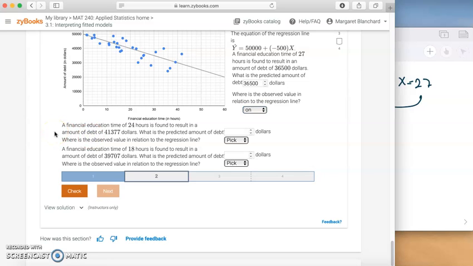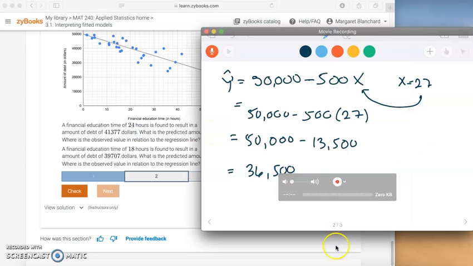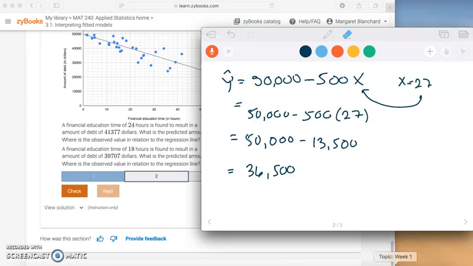So a financial education time of 24 hours is found to result in an amount of debt of $41,377. What is the predicted amount of debt? So let's do the same thing we did over here, but now we're doing it for 24 hours. So let's erase some of this and just put in our 24, make our life a little easier.